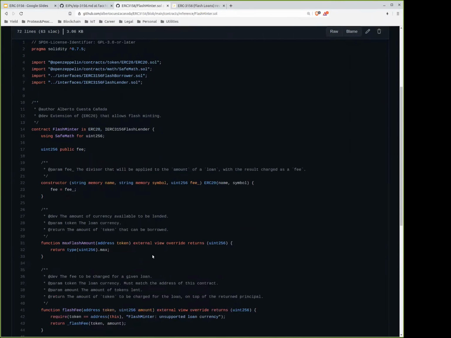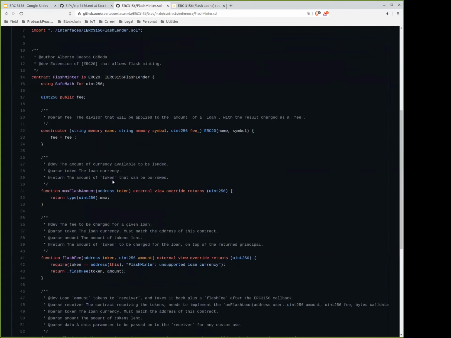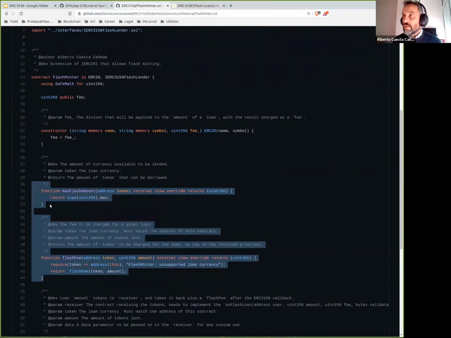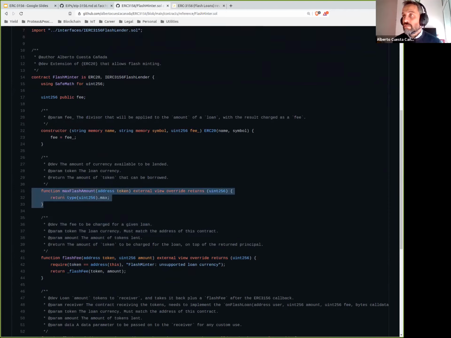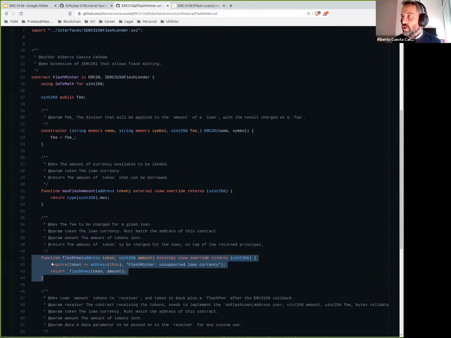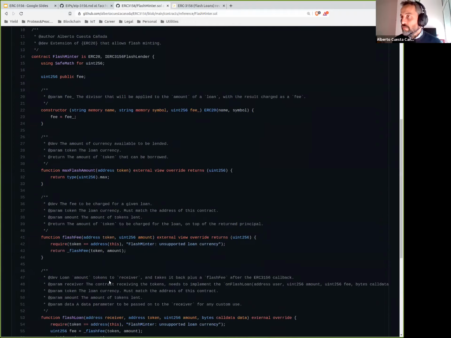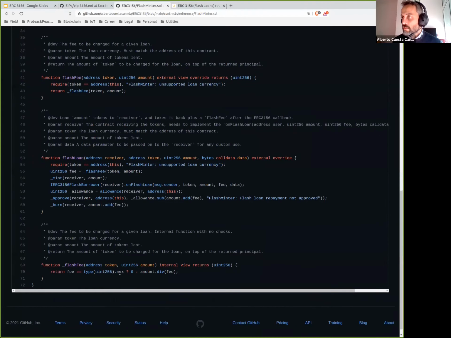So if I'm a basic ERC-20 and I want to offer flash loans of myself, the only thing I have to do is to implement these two functions that say how much can I lend, which might be the maximum. There's an error there, but it's fine. And how much am I going to charge? Which in this case is 0, basically, or a fee, but it's just a simple function that says this much I'm going to charge.